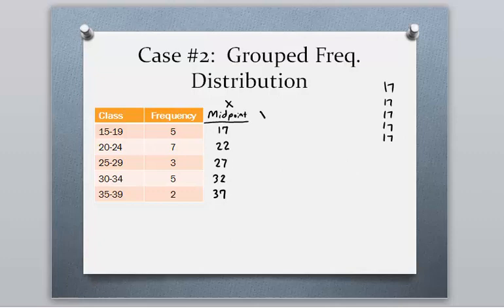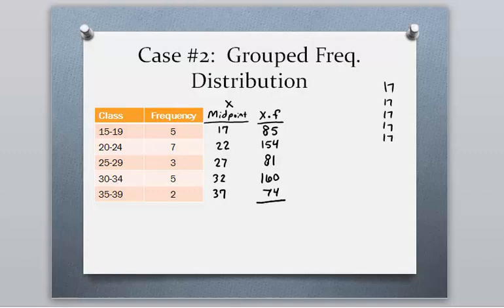So we're going to add a column that says x times the frequency, and we're going to multiply 5 times 17, which gives me 85. 7 times 22, which gives me 154. 3 times 27, which gives me 81. 5 times 32, which gives me 160. And 2 times 37, which gives me 74.